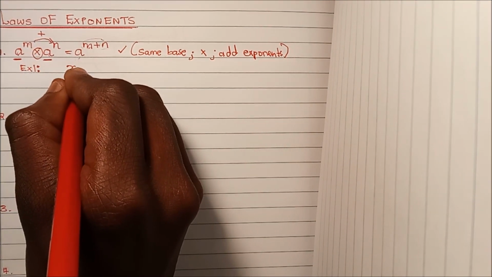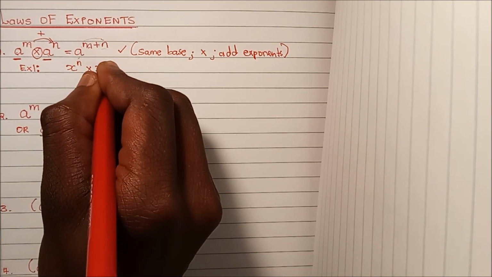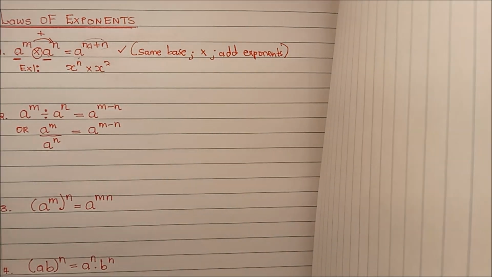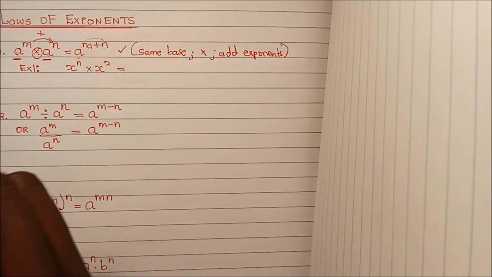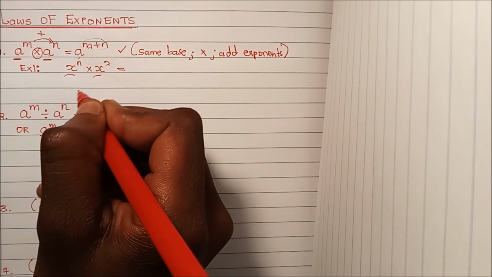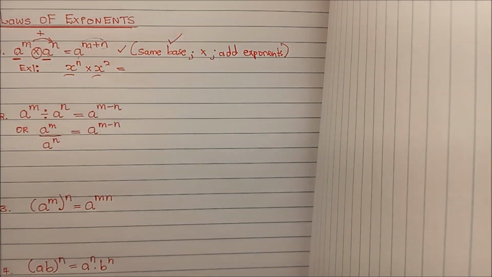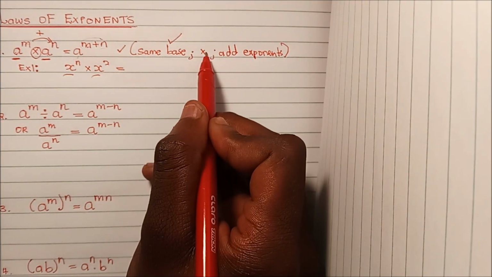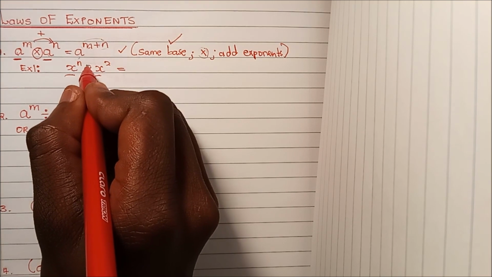Suppose we have x to the power of n multiplied by x to the power of 2. The first thing that we will check is the bases. Remember the base. So this is our first base and that's our second base. So what do we say? The bases are the same. Now let's check if the middle sign is multiply. Indeed, the middle sign is multiply.